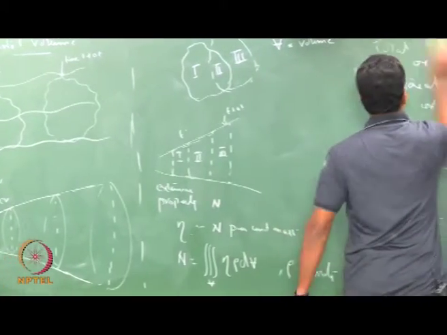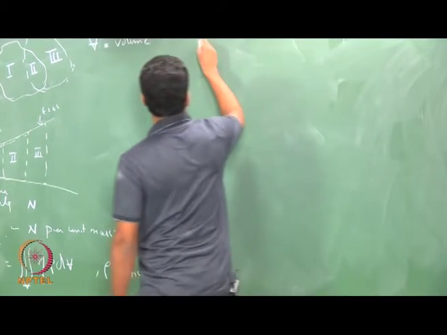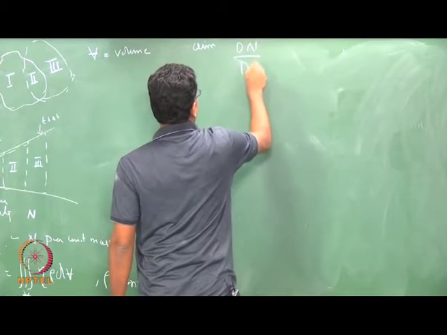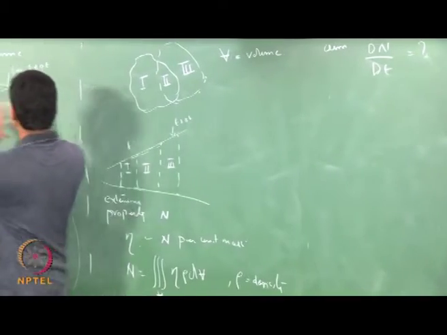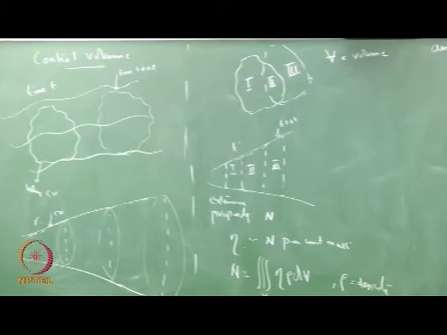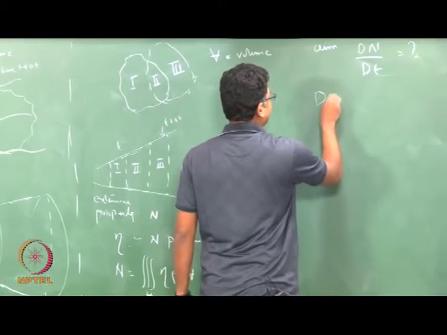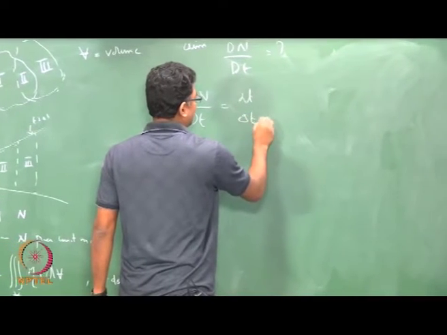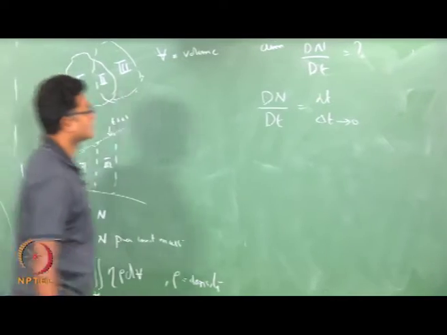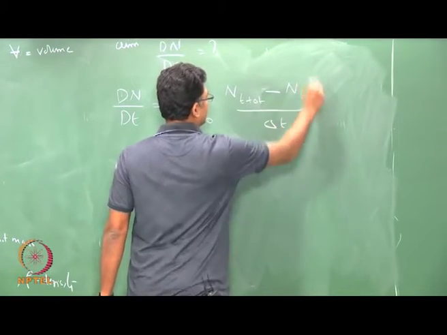Our aim is to find the total derivative dN by dt, the rate of change of this property when it moves from time t to time t plus delta t. From fundamental calculus, I can define dN by dt to be the limit as delta t tends to 0 of N at t plus delta t minus N at t, divided by delta t.